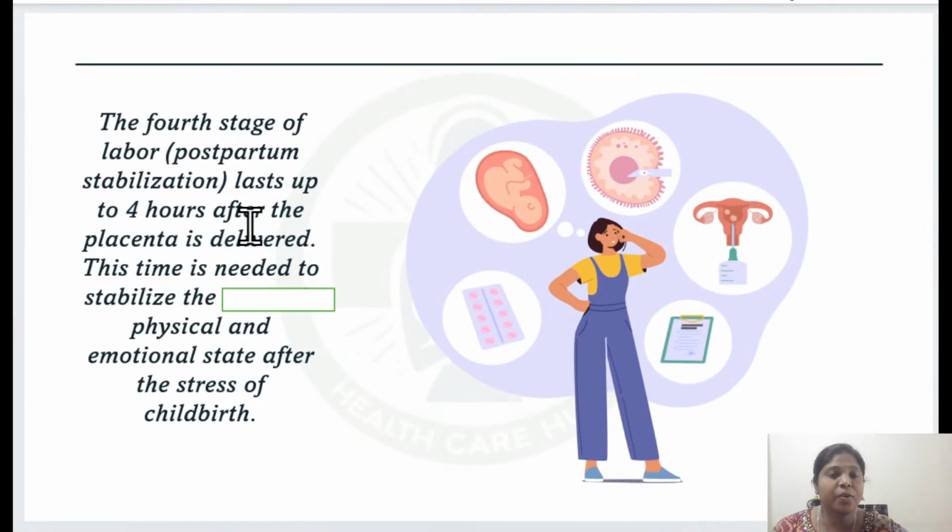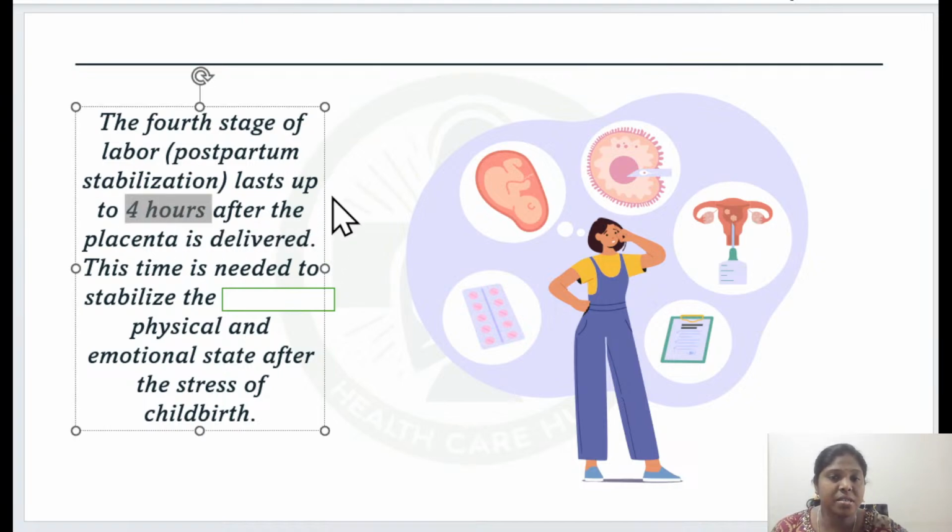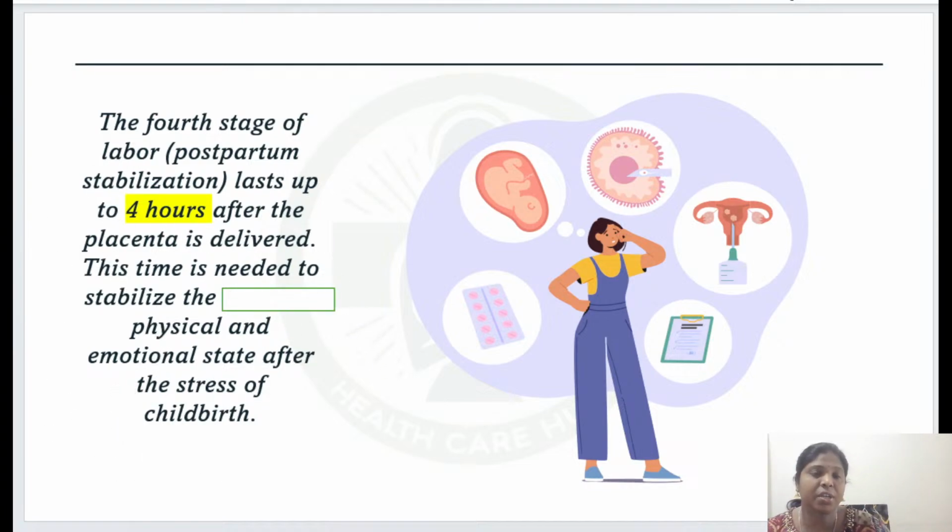Okay. Next, postpartum stabilization in the fourth stage lasts up to how many hours? After the placenta is delivered, this time is needed to stabilize the physical and emotional state after childbirth. So, in the fourth stage, whom will we mainly be focusing on? Whether on the maternal physical and emotional state or on the fetal emotional state, the mother or the baby?